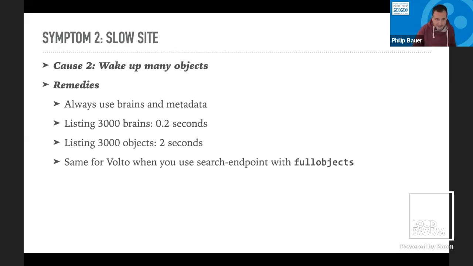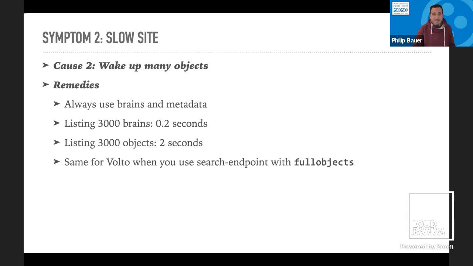Please don't wake up too many objects. This makes your site slow. Always try to use brains and metadata. And the difference is huge, even with Dexterity. Listing 3,000 brains in my last project took me 0.2 seconds, and listing 3,000 objects from these brains, waking all of these up, took 2 seconds. And that is not an acceptable operation for one single page load.